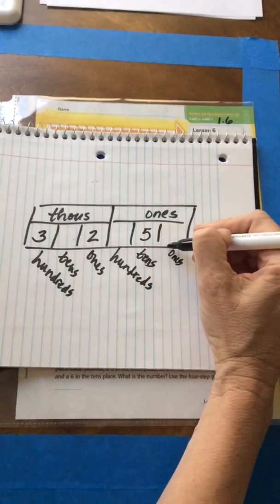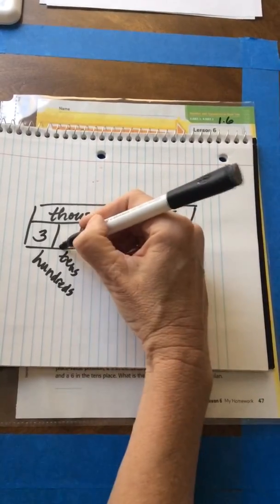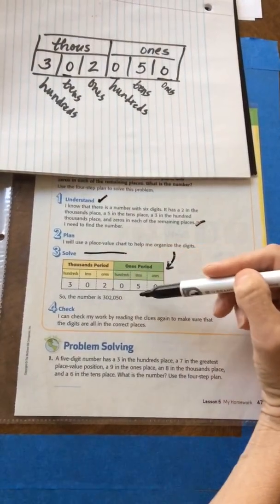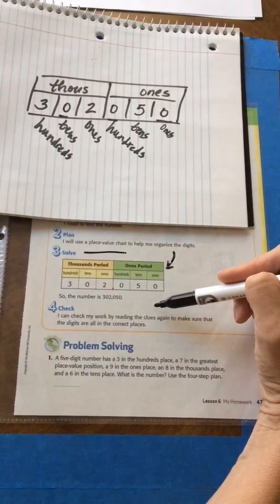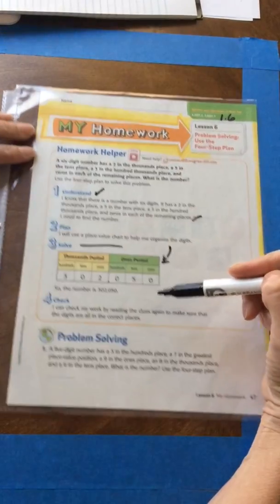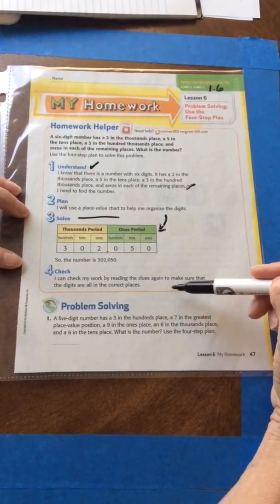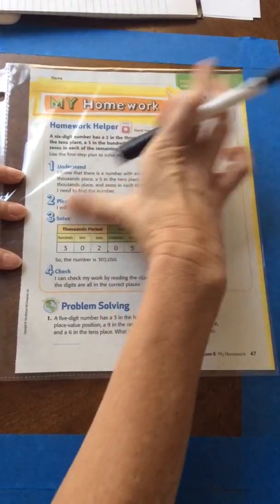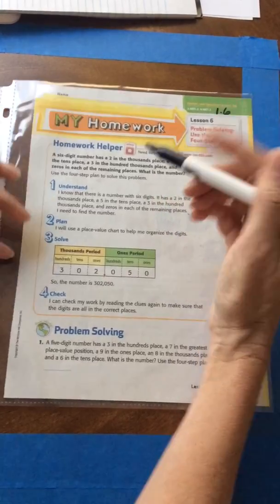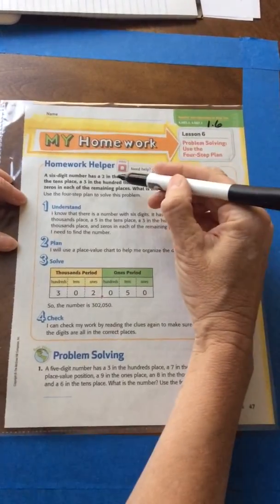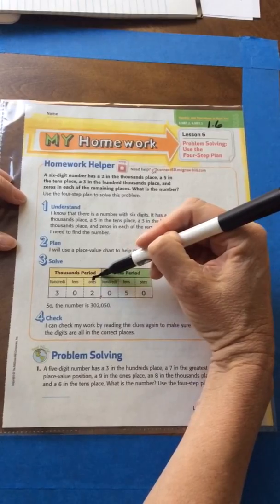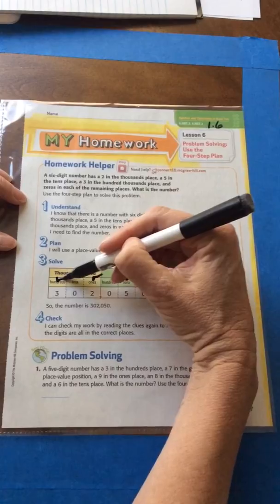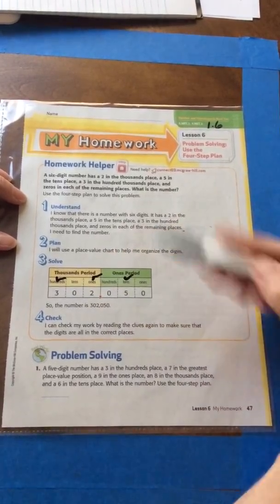So what's remaining? What's left? I have the ones, the hundreds, and the tens. Those all get zeros. Am I right? 302,050. Okay? So I can check my work by reading the clues again to make sure that the digits are in the correct place. And that's always a super duper good idea to double check, especially if it's something terribly simple. 2 in the thousands place, and go through and check that you've got everything in the correct place, and then you know that the remaining places are 0.